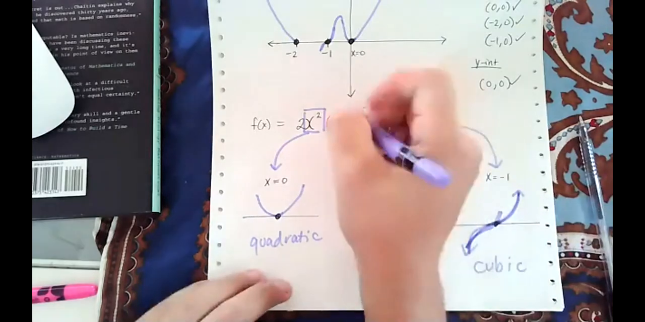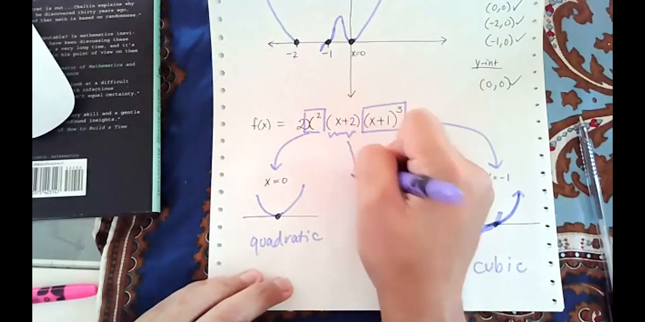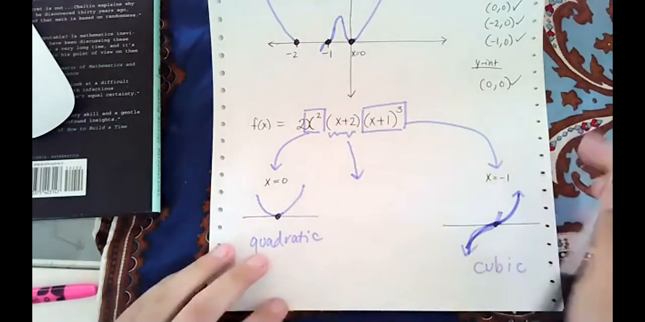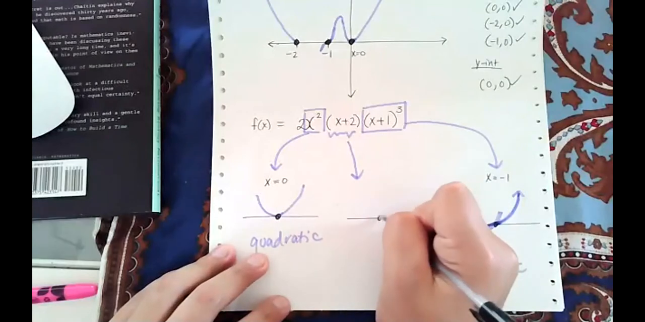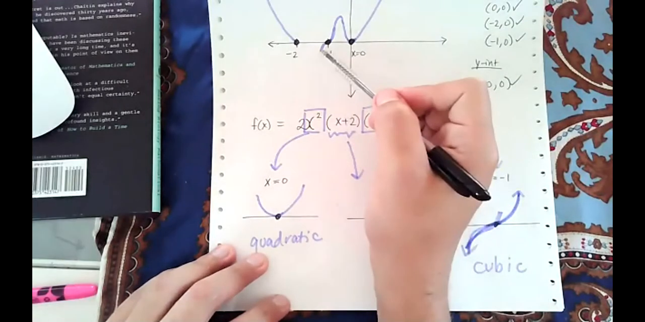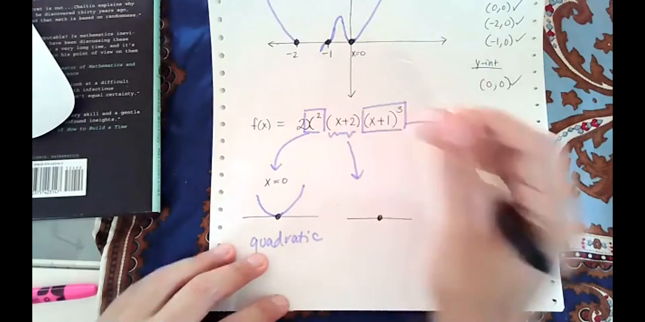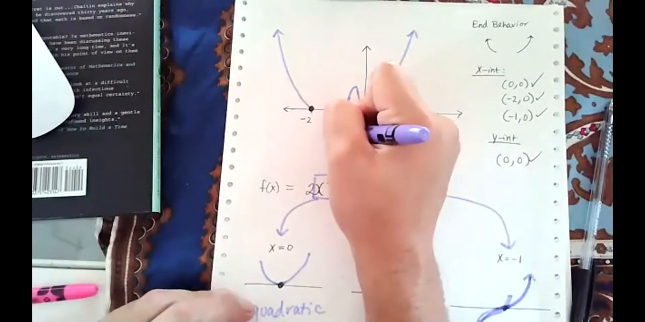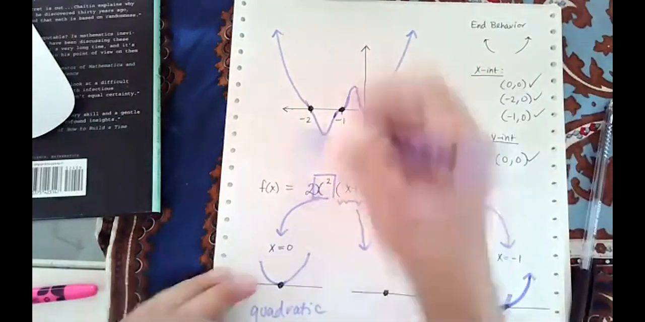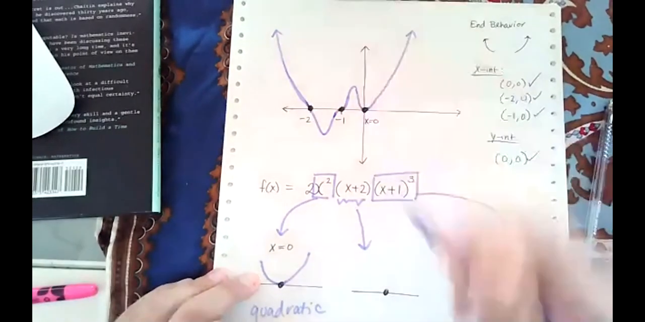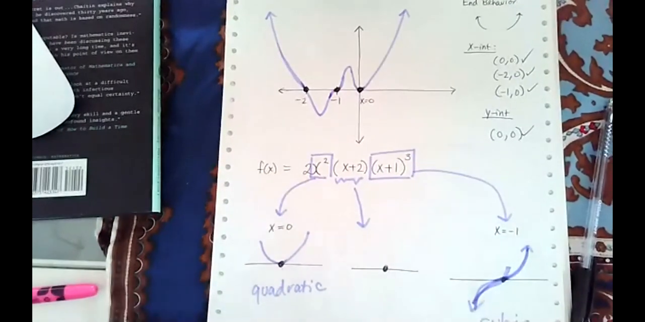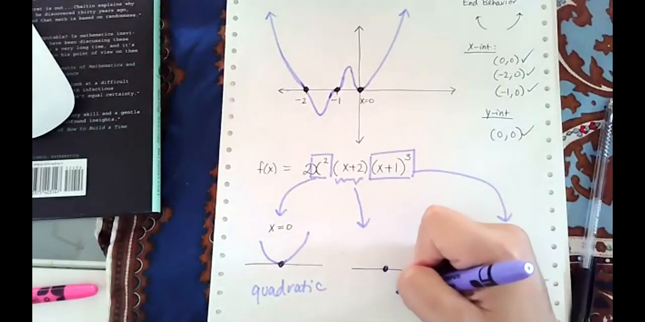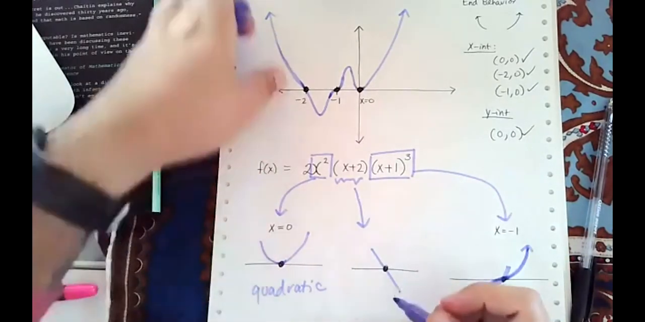And then finally, this middle factor is linear. So we're just gonna be crossing right through. So we're gonna go down a little bit on the graph and then just cross straight through like that. So we're crossing straight through the graph because that's a linear factor.